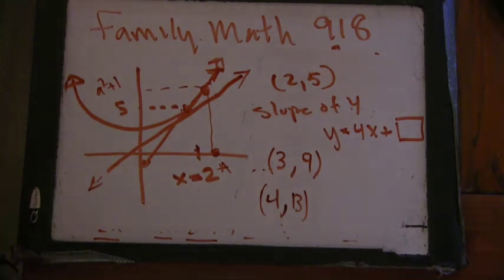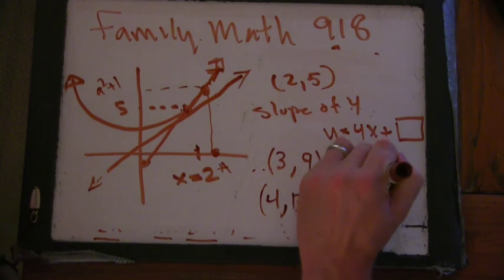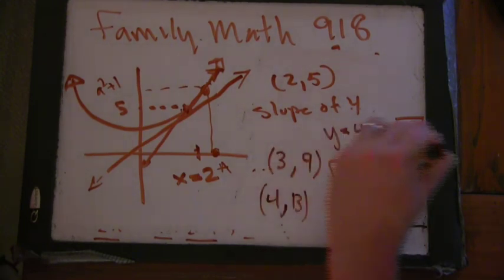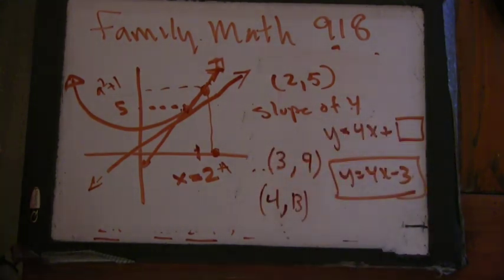4x. So that would be minus 3. Yeah, that's right. Y equals 4x minus 3. So then we just figured out the equation that way. It's pretty cool, huh? Yeah. All right. We'll do one more problem right now.